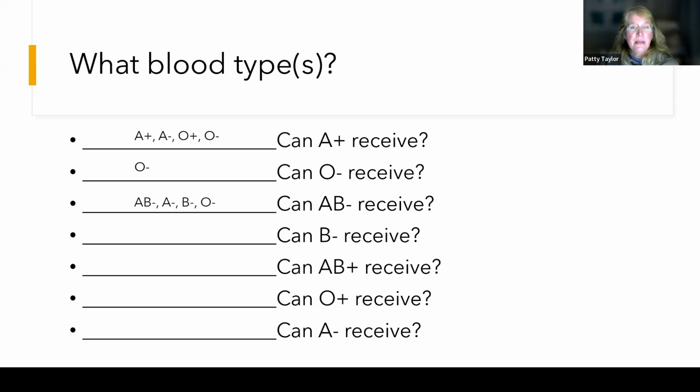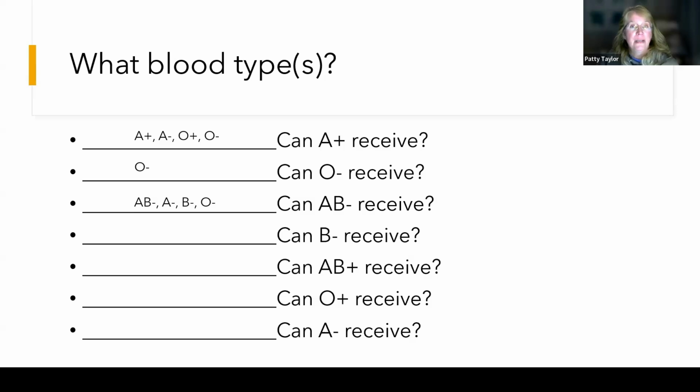All right, AB negative can get the negatives. Why can't this one receive any positive blood? We would build anti-Rh antibodies upon exposure. So we cannot get that particular antigen. It would trigger our immune system to build and fight against those foreign antigens, which in this case would be an Rh antigen.